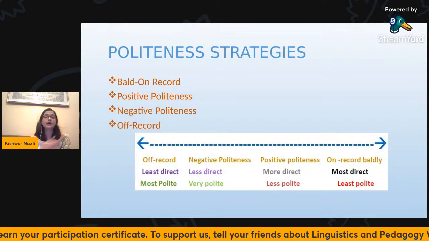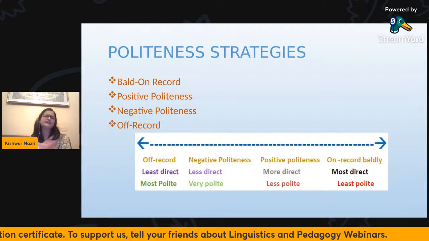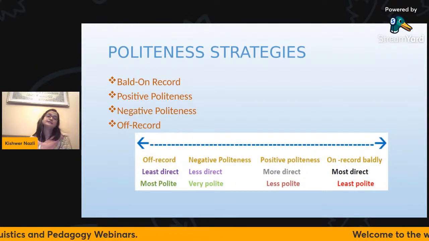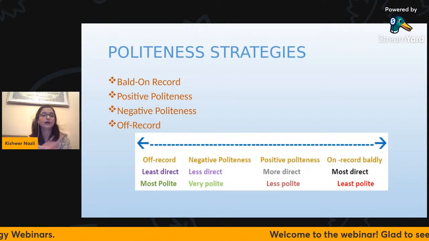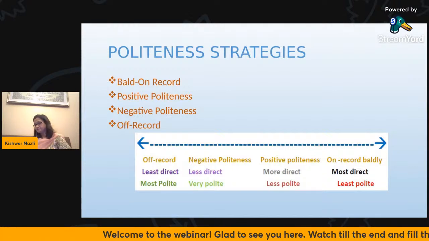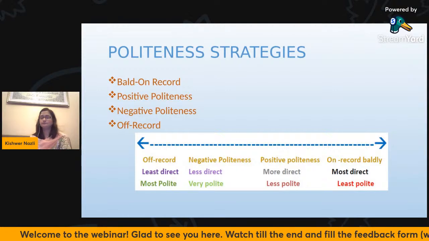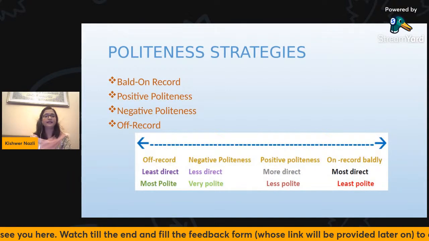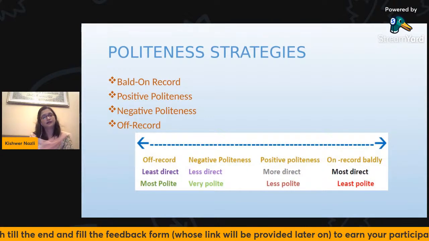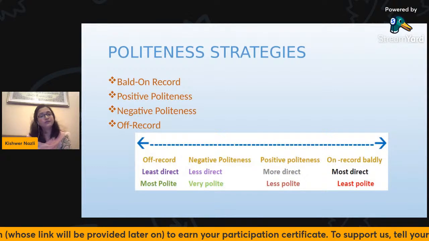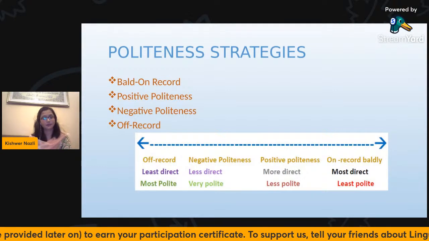Positive politeness is when we are direct, like, could I borrow your pen? So it means that he is bound to give his pen. And negative politeness is less direct but very polite, like, could you please lend me your pen? I forgot my pen, so can you give me your pen? So that is a less direct politeness.